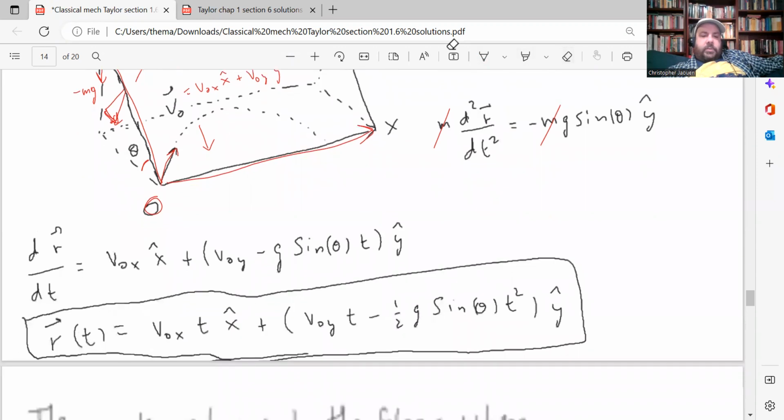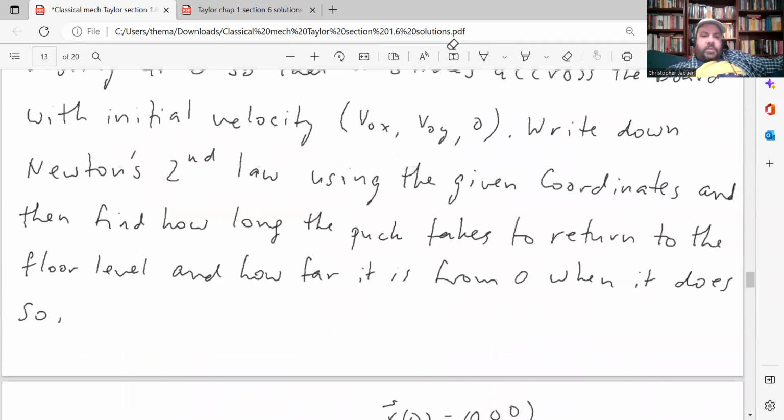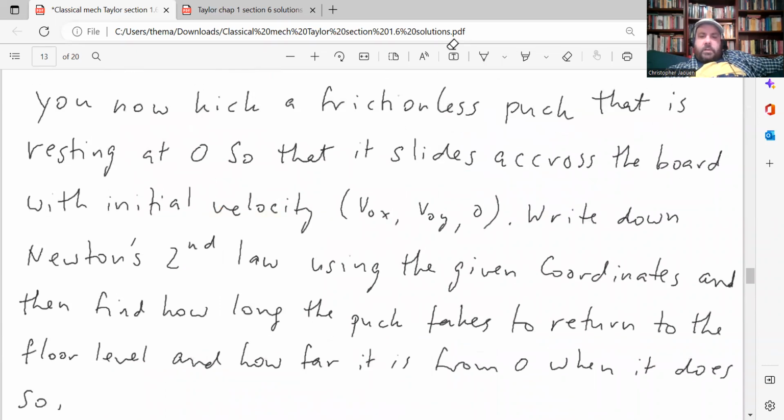Solve that by integrating with respect to time twice and plug in your initial values. And when you do that, I won't go through the gory details because it's relatively straightforward. You get this function here. So r of t is v0x t x hat plus (v0y t minus 1/2 g sine theta t squared) y hat. Right, so that's the position function for the puck at time t. Right, and so what else did they want us to do here? Write down Newton's second law using the given coordinates, and then find how long the puck takes to return to floor level and how far it is from the origin.